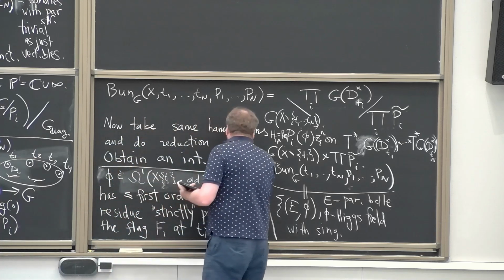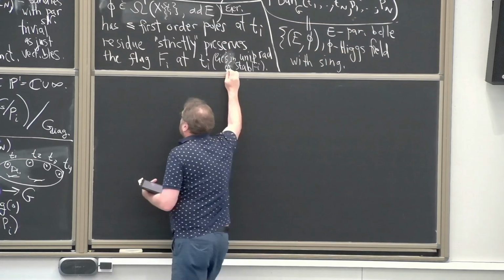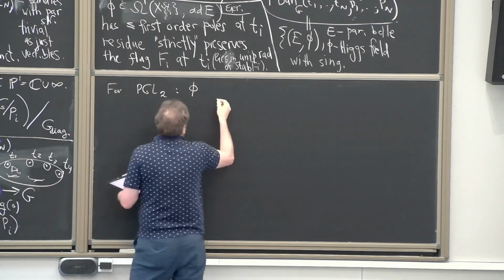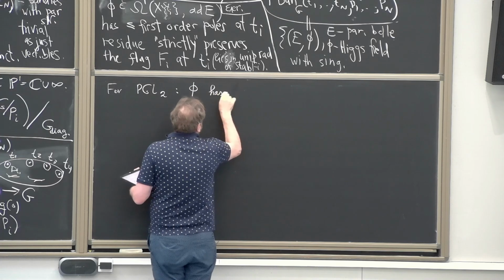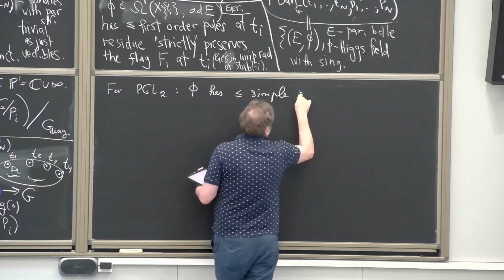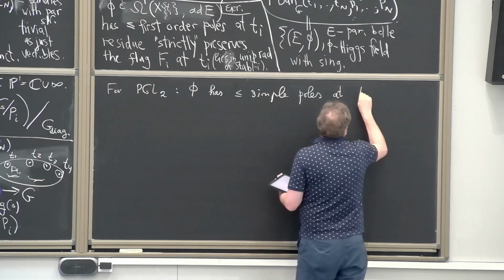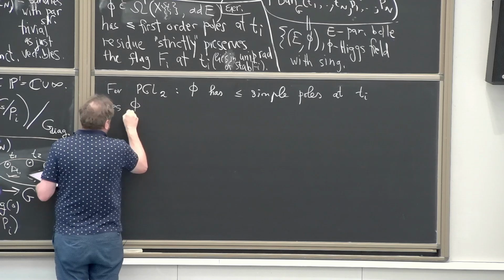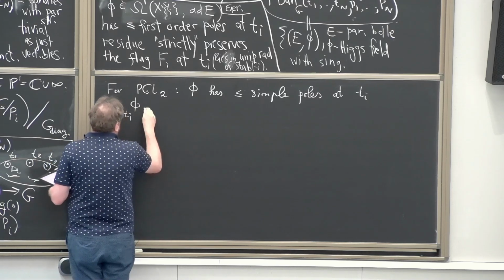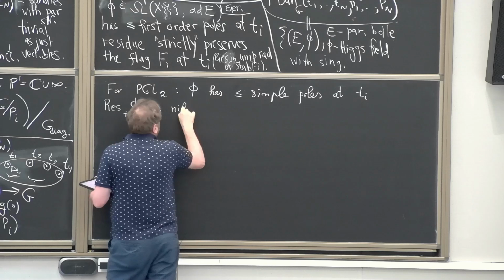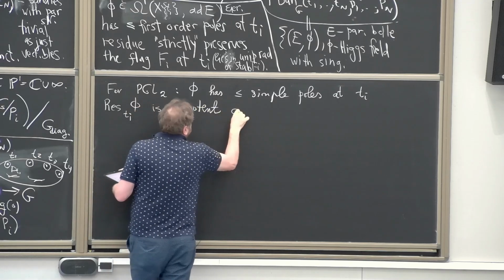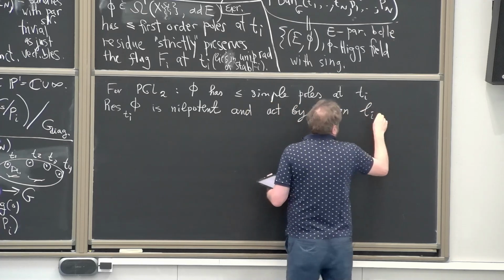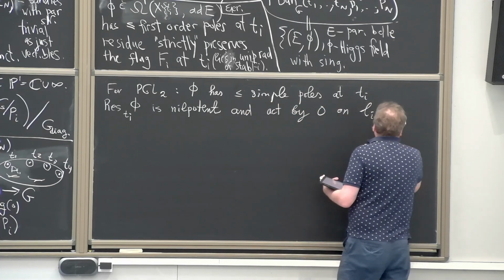So in particular, for PGL2, phi has simple poles at the points Ti, and the residue of phi at the point Ti is nilpotent and acts by 0 on the line Li inside the fiber of E at Ti.